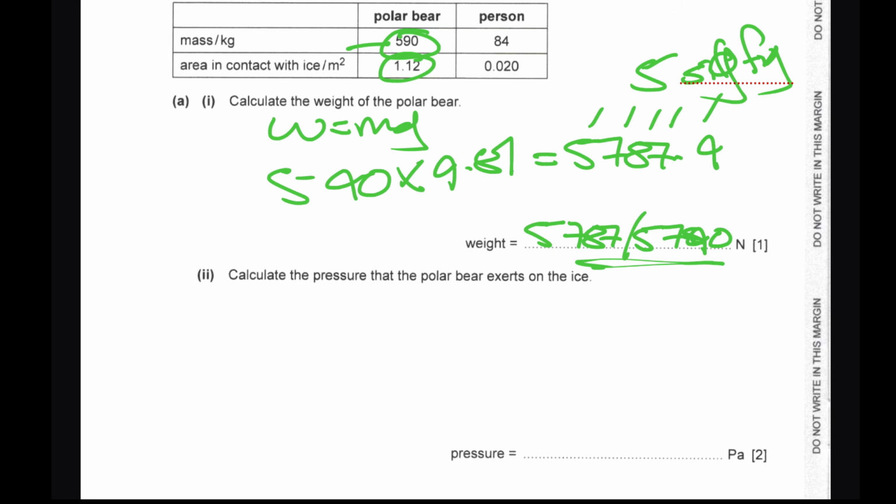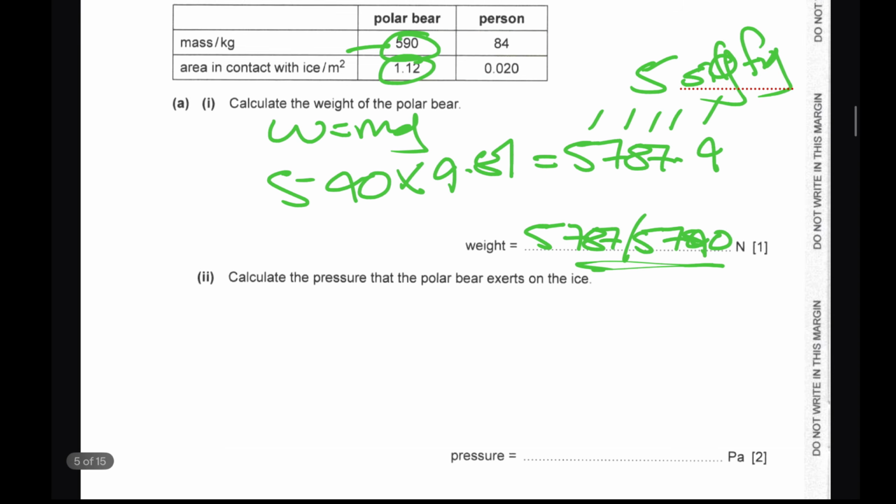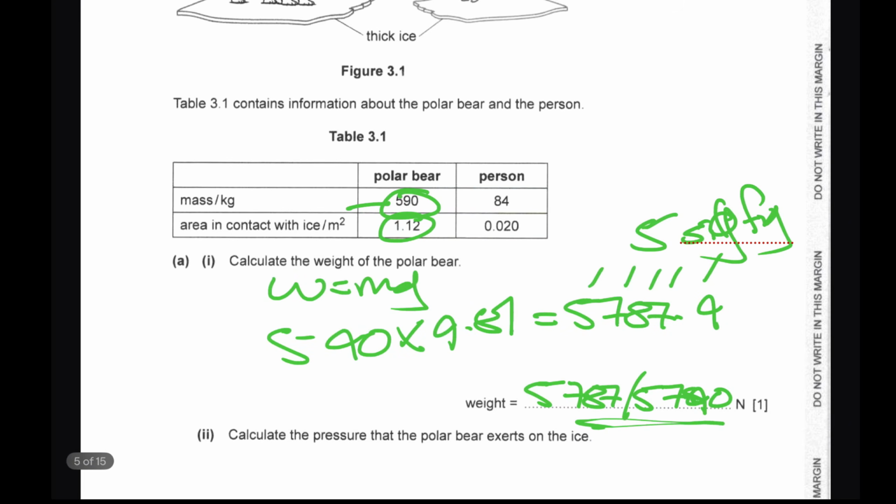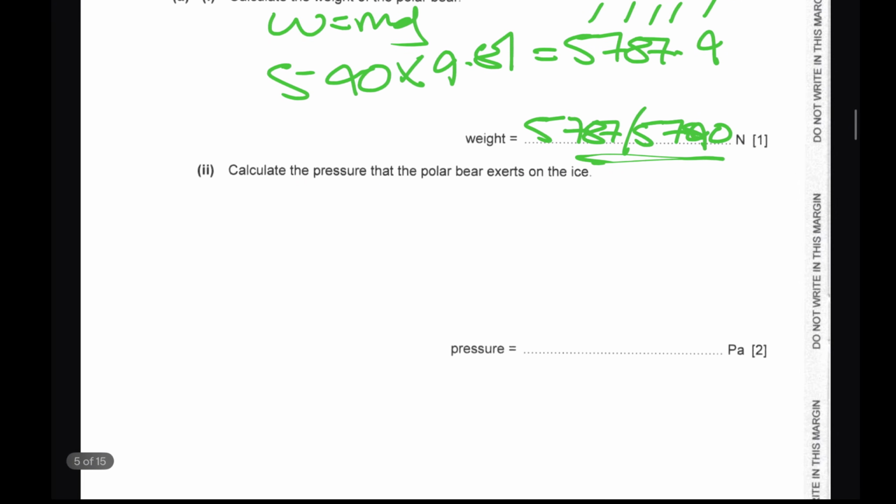Right, let's move on. Calculate the pressure that the polar bear exerts on the ice. So for that, we need the force and the area. So the force is basically the weight of the polar bear. Pressure is equal to force divided by area.